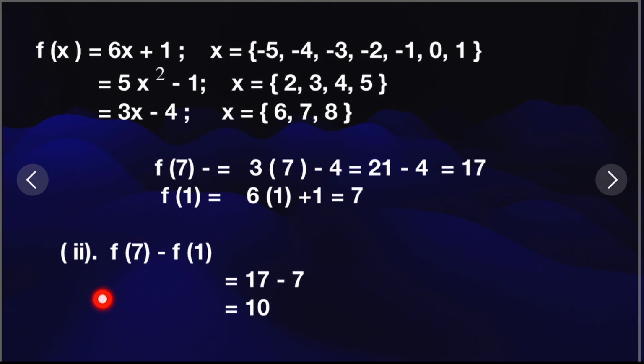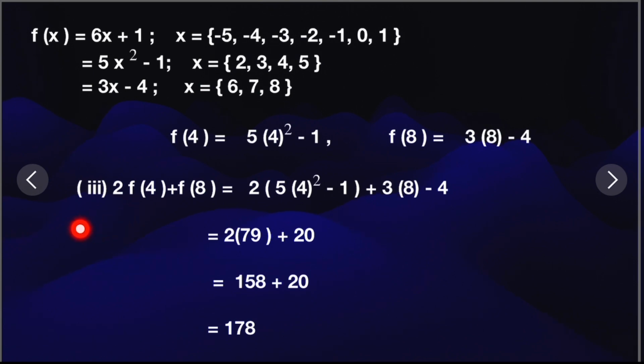Okay, the second sum is f(7) minus f(1). So where is 7? 3x minus 4. So 3 into 7 minus 4, that is equal to 17. But f(1) is here, so 6x plus 1. So 6 into 1 plus 1 is 7. So f(7) minus f(1), 17 minus 7, that is equal to 10.